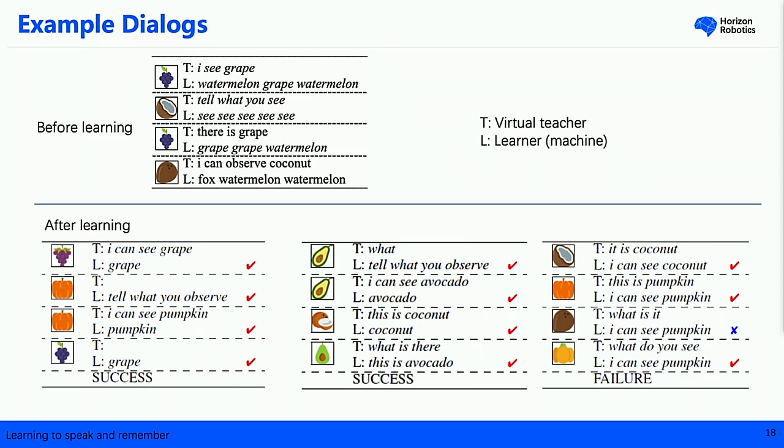What I want to emphasize is that all of these behaviors, unlike other chatbots, whose behaviors are pretty much defined by human design, are learned through this conversational process. It's not pre-programmed, just like a child learns their language from their parents.